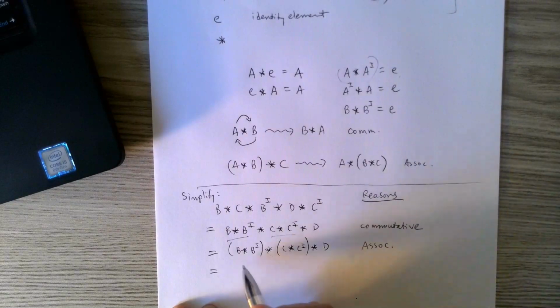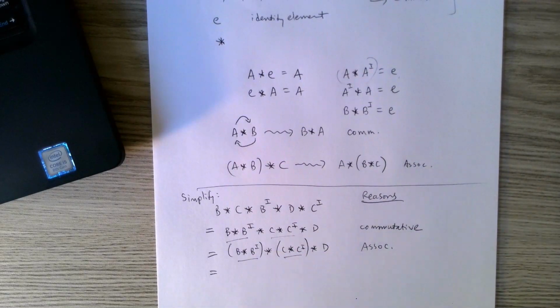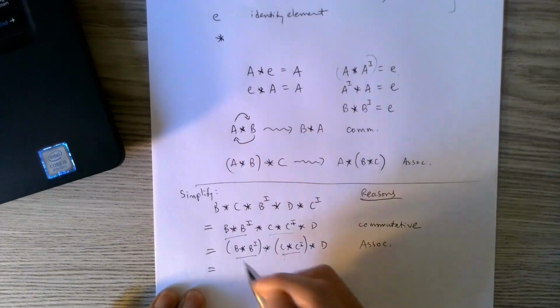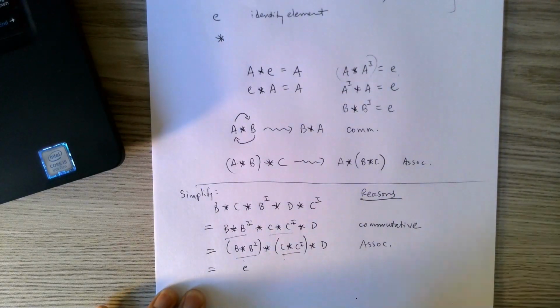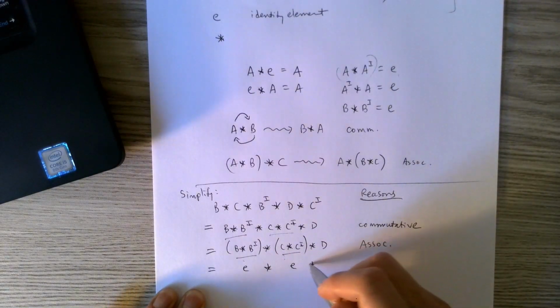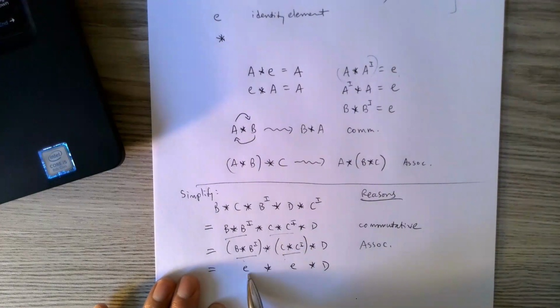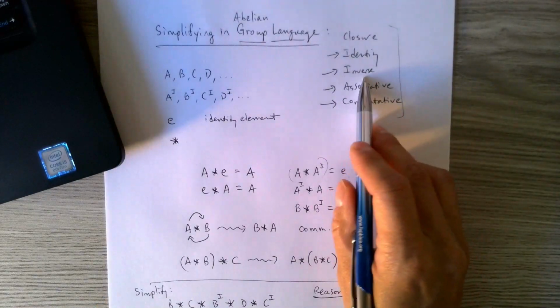Okay, next I'm going to take each of these pairs and create the identity element, because these are inverse pairs. So there's one, there's another one. And the property I used to make an E out of an inverse pair is inverse property.